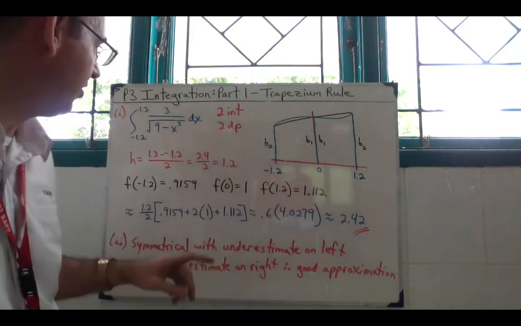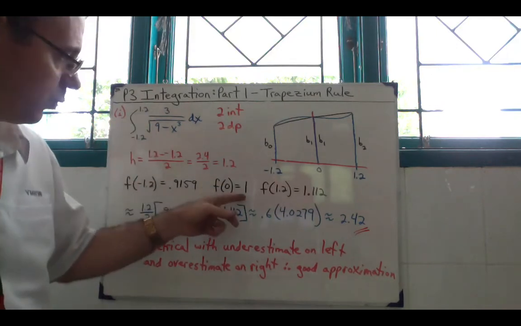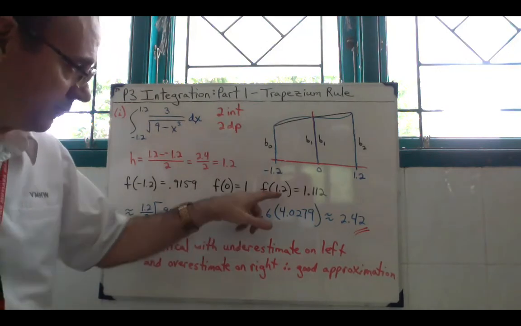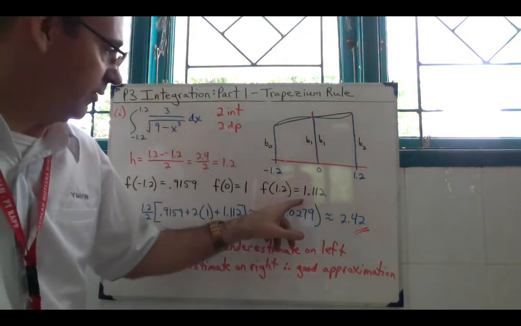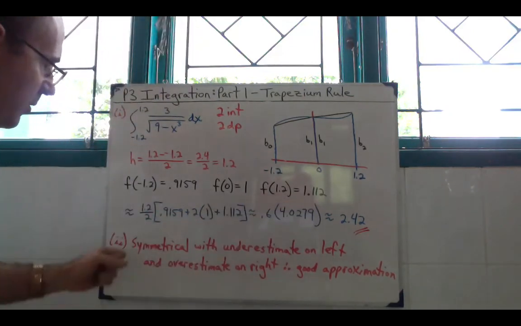Then you plug in 0. So if you plug in 0, the square root of 9 is 3. 3 over 3 is 1. You can see that pretty easy. Plug in a 1.2, and you get 1.112. So then you just set it up into your formula.